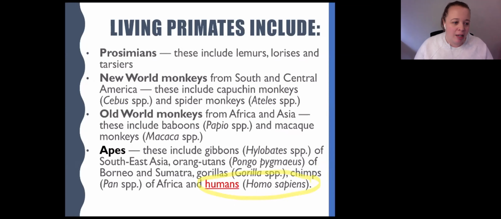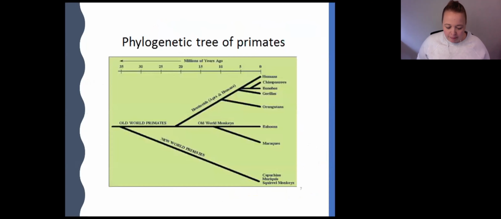And the lemurs are there. We also include, primates include the New World monkeys. They include the Old World monkeys. They also include all the apes: the gibbons, the orangutans, the gorillas, the chimps, and one of my favorite, the bonobos as well. So all of these are included in primates.